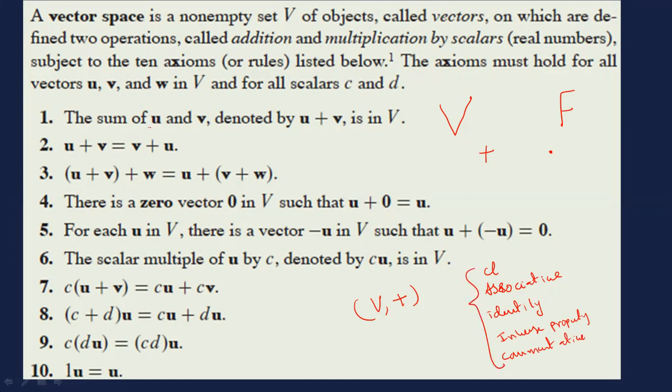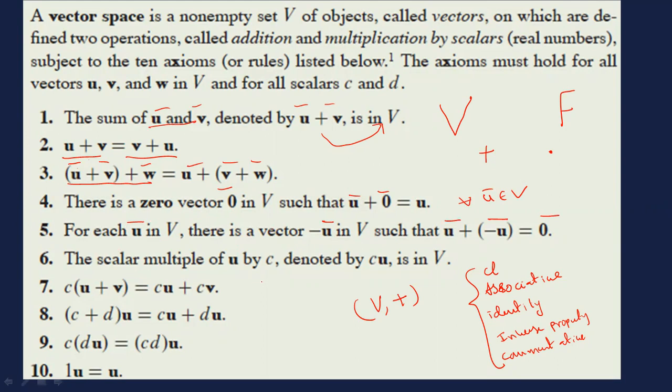See the first one, the sum u bar plus v bar. Addition of two vectors is again a vector. So the elements in V, we call vectors. The elements in the field, we call scalars. So addition of two vectors is a vector. And it is a commutative property: u bar plus v bar is equal to v bar plus u bar. And this is the associative property: u bar plus v bar plus w bar is equal to u bar plus v bar plus w bar. There is a zero vector 0 bar in V such that u bar plus 0 bar is equal to u bar for all u bar belonging to V. Next, for each u bar in V, there is a vector minus u bar in V such that u bar plus minus u bar is equal to 0 bar.